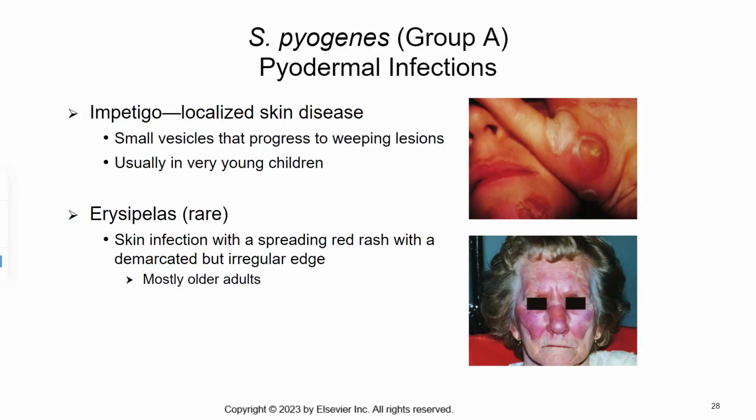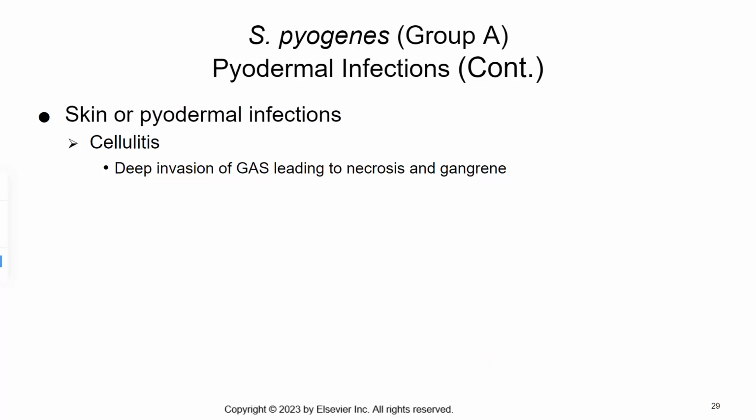Impetigo is a localized skin disease, small vesicles that progress to weeping lesions, usually found in very young children. Erysipelas is rare. It's a skin infection with spreading rash with a demarcated but irregular edge, mostly found in older adults. Cellulitis is a deep invasion of group A strep leading to necrosis and gangrene.